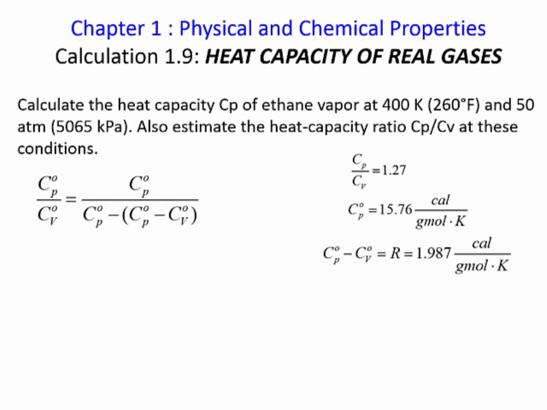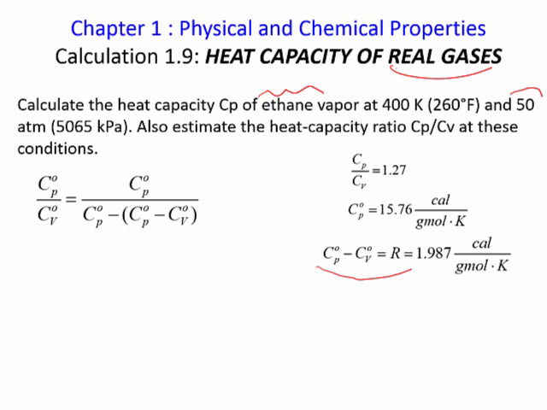Let's look at the Cp over Cv ratio for ideal gas. As we know, a gas like ethane will behave ideally at low pressure. However, in this problem, since the pressure is too high, like 50 atmosphere, that's why we call it real gas. But if we assume that the pressure is low and the ethane is behaving ideally, Cp minus Cv for ideal gas is equal to R, which is equal to 1.987 calorie per gram mole per degrees Kelvin.